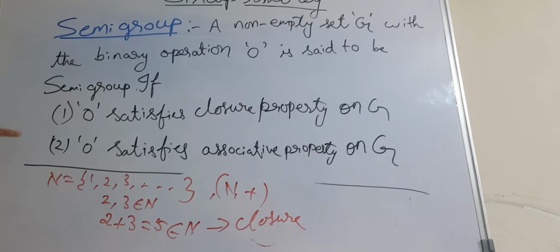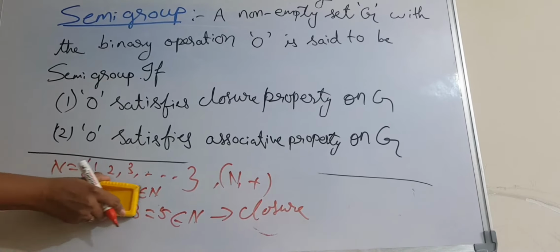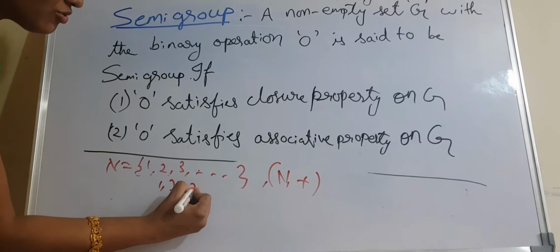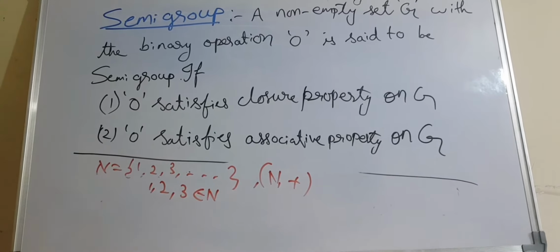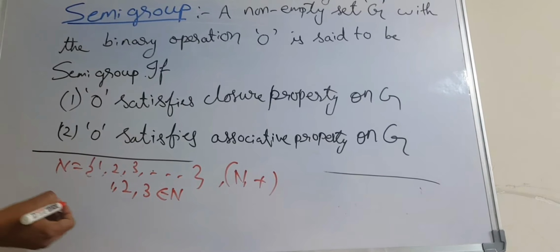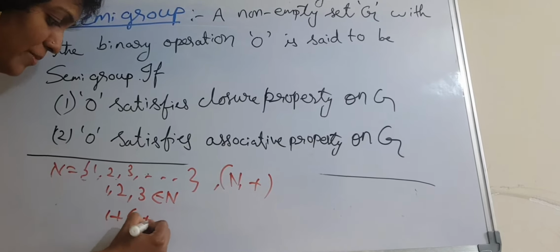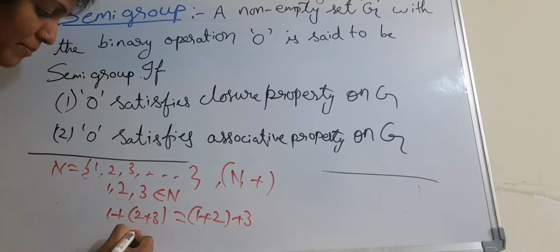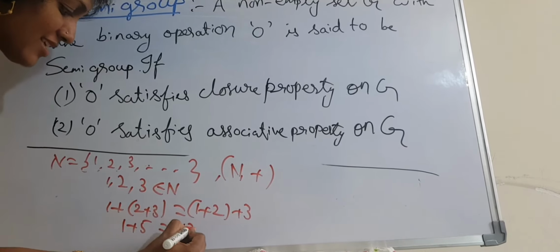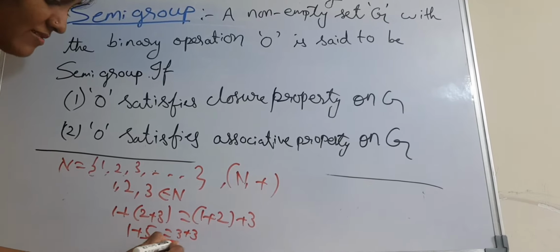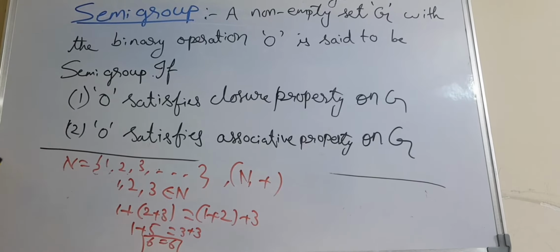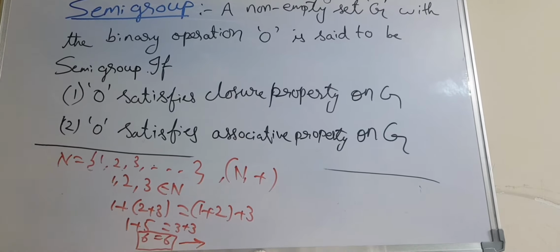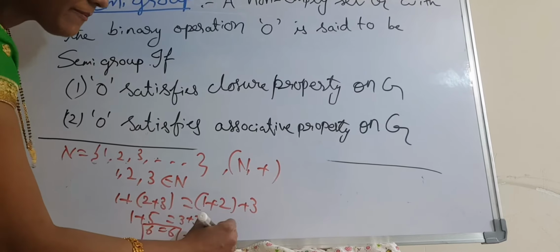And we will see associative. Here, for this associative, how many terms you have to take? 3 terms. I am taking 1, 2, 3 belongs to natural numbers. Here, associative property means (1 plus 2) plus 3 is equal to 1 plus (2 plus 3). What you get? 3 plus 3, 1 plus 5. 6 is equal to 6. You will get LHS and RHS equal. Therefore, it is satisfying closure property and also satisfying the associative property.